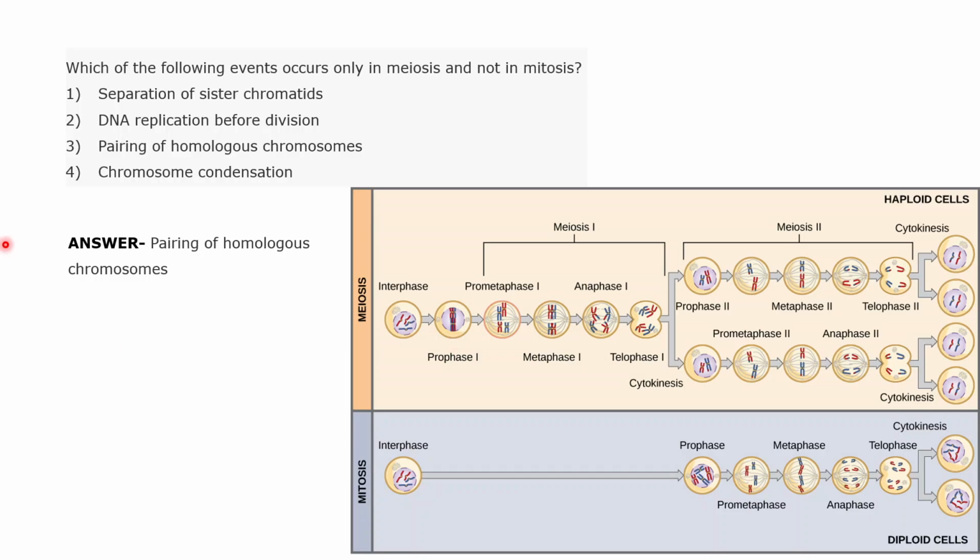Chromosome condensation happens in the prophase stage of both meiosis as well as mitosis, so that's not the answer either. So in this case, pairing of homologous chromosomes is seen only in meiosis and not in mitosis. So I hope this is clear. Anyone has any doubt regarding this? Okay, so I think this is clear.